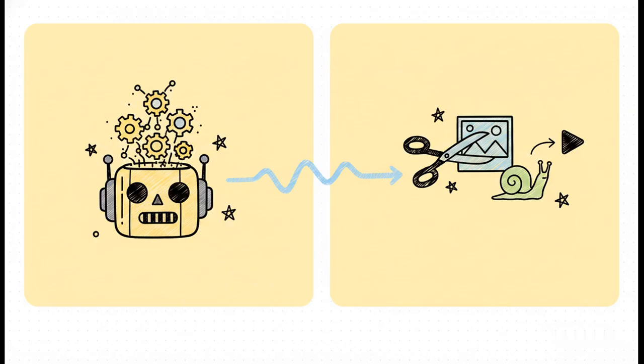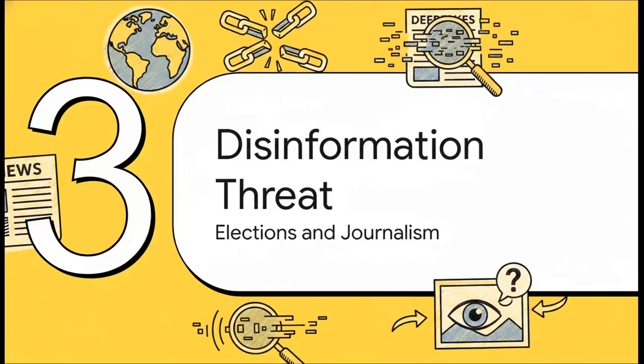Think about a totally real, unedited photo just slapped with a completely false context. Or maybe a video that's just slowed down a bit to make a politician look impaired. You have to be ready to verify across that entire spectrum. Which brings us to Section 3, the disinformation threat.